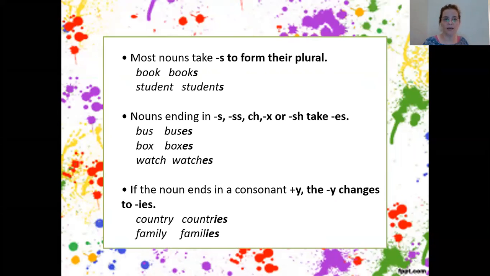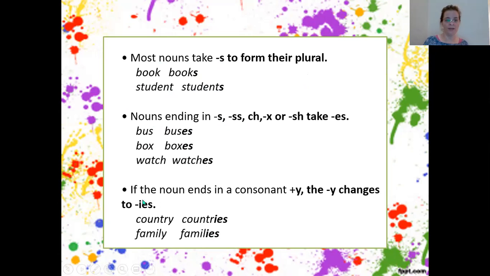So as you can see here, most nouns take on the S to form their plural. So it's book and books, student and students. And then nouns ending in the letters S, SS, CH, X, or SH take ES. So bus and buses, box and boxes, watch and watches.